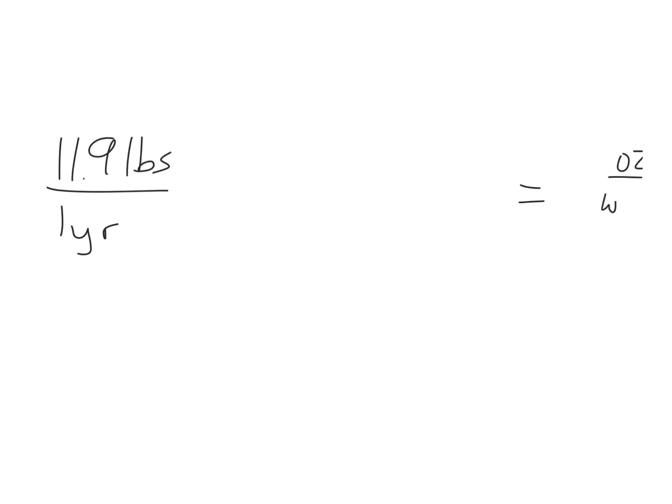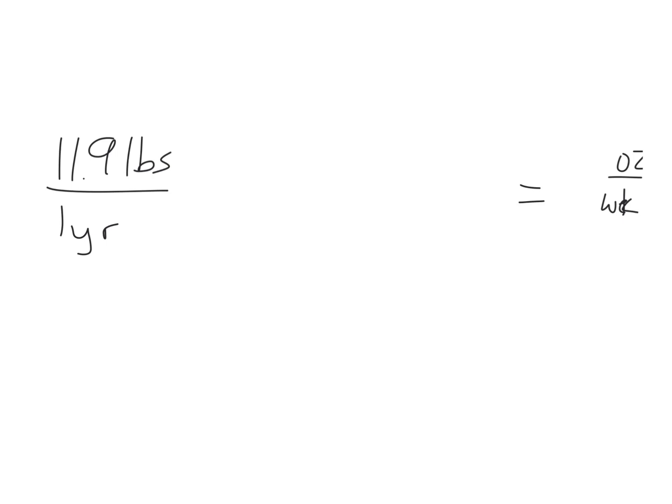On number 8. What are we starting with? Sorry, number 8. What are we starting with? 11.9 pounds. Good. Per 1 year. Awesome. What's our next step? Look for what we want. What do we want? Ounces per week. Okay, what do we look at next?